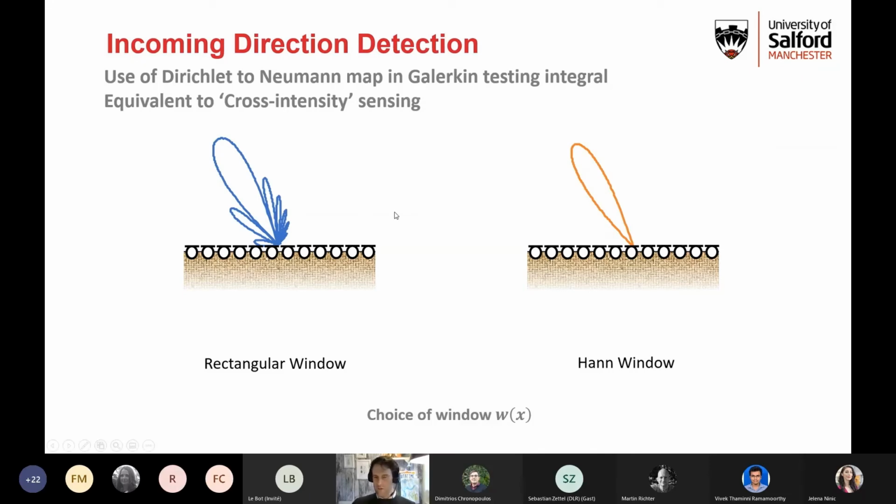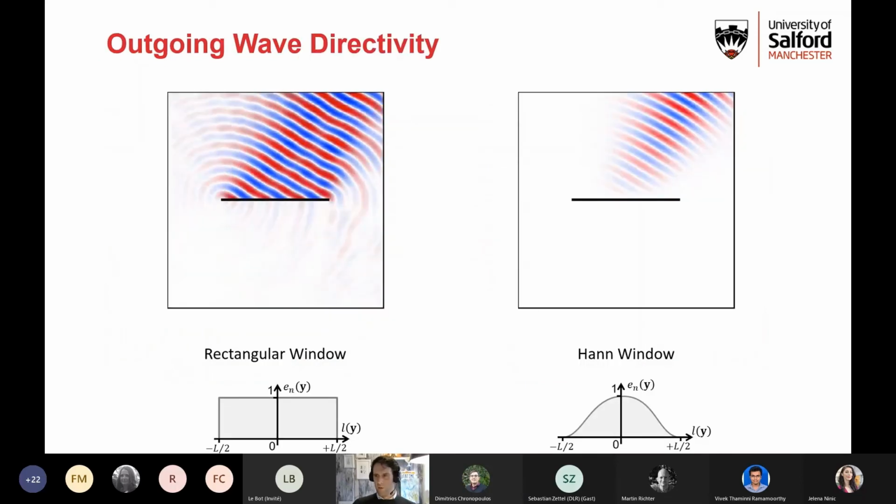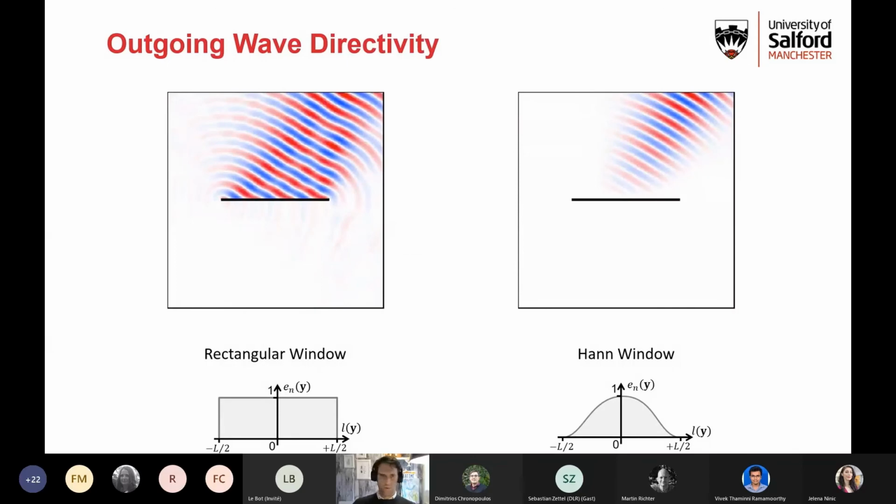And rather interestingly, this gives you a nice reciprocity between the testing integral and the scattering integral. You actually find that the testing Galerkin integral actually looks like the Kirchhoff-Helmholtz boundary integral equation as well. You actually nest the integral equation in itself, which is quite interesting. You get a reciprocity relationship. And that also means that the benefits of windowing can be applied to the radiating wave as well.